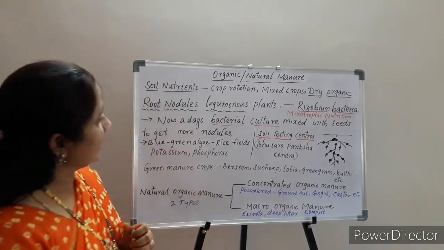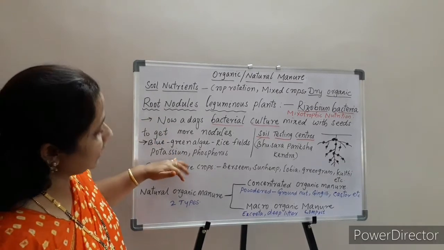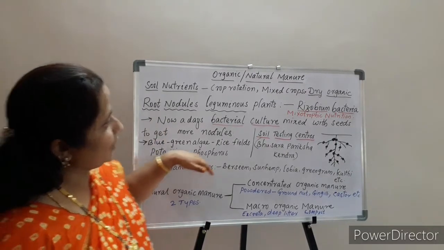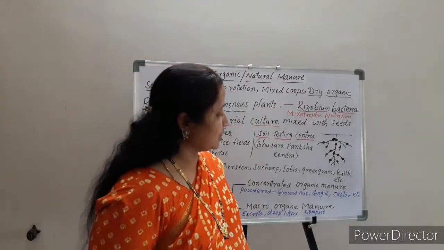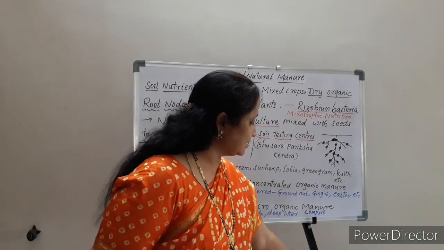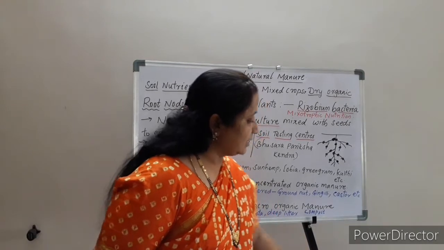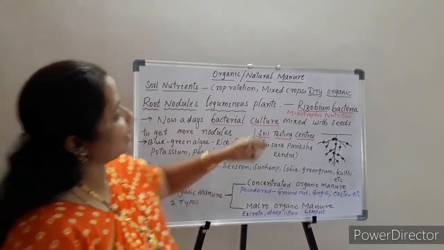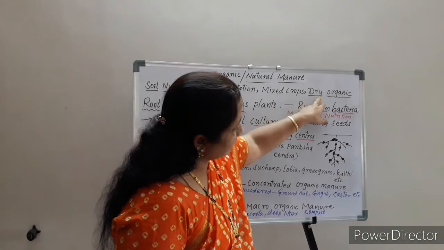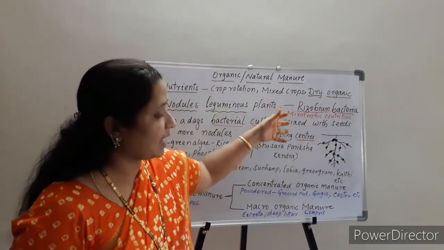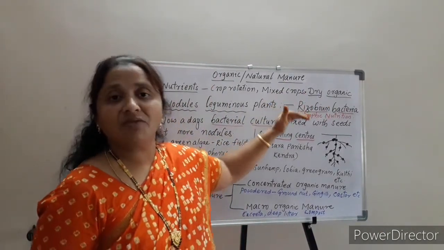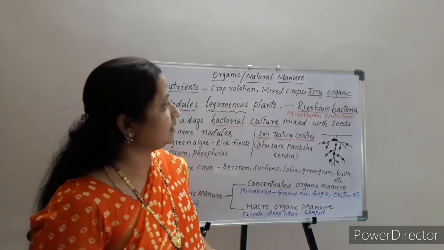And next, along with these root nodules and leguminous crops, dry organic manure is also a type of organic manure which is essential for increasing the fertility of the soil. This dry organic manure is made up of cow dung, hay and dry grass, mixed with the urine of the animals, and it is applied in the fields.